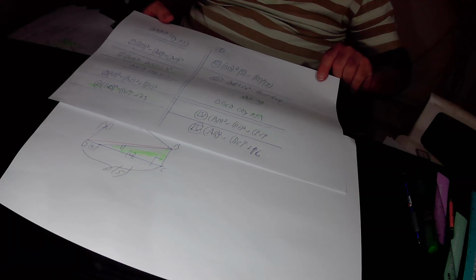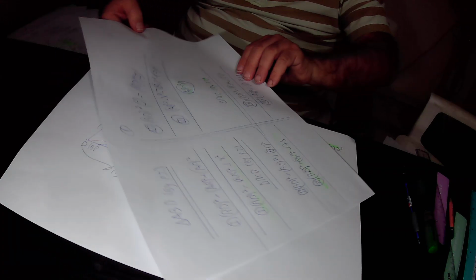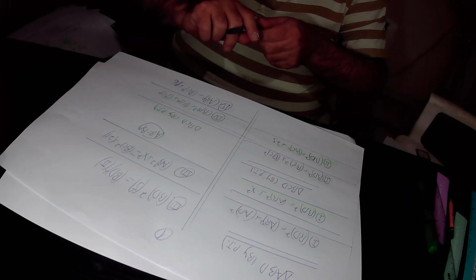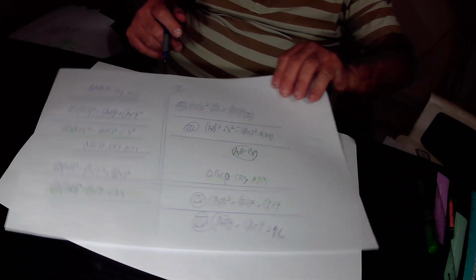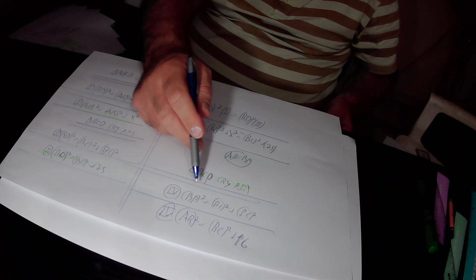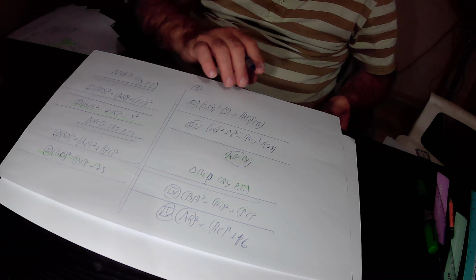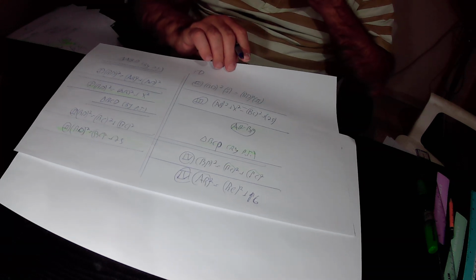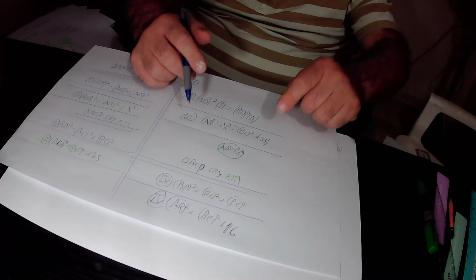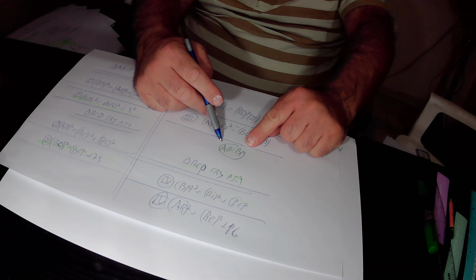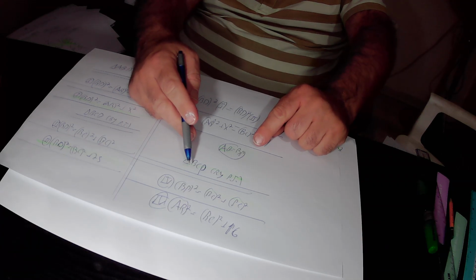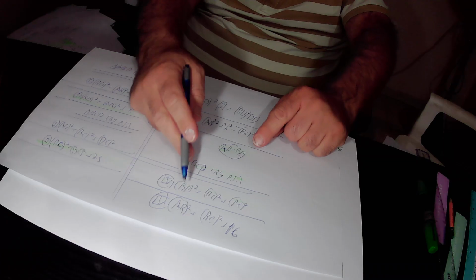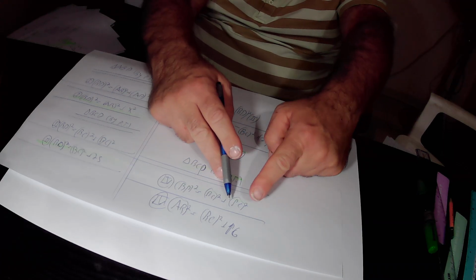According to the Pythagoras theorem, BP squared, that is the square of the hypotenuse, equals BC squared plus PC squared. And because AB equals BP, BP squared equals AB squared. We substitute BP in this equation 4 by AB, so AB squared equals BC squared plus PC squared.